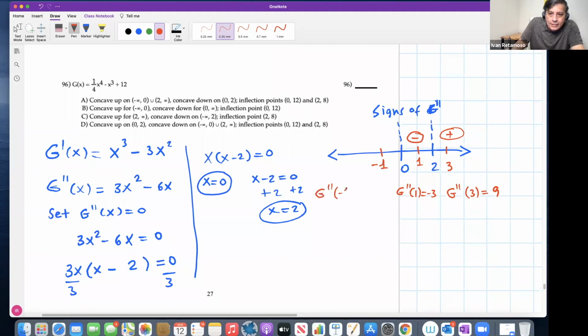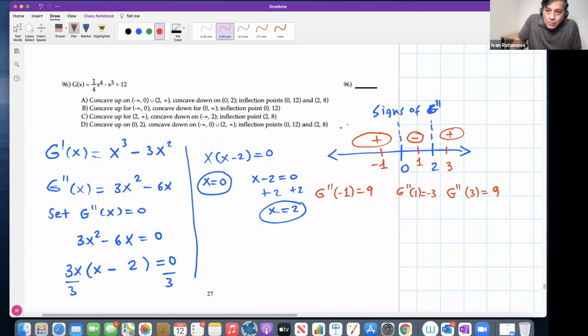And for this part, cleverly choose test point -1. Second derivative of -1. Notice, you put -1 in the second derivative, it will be 3 times 1, which is 3, plus 9, positive 9. Yeah, very good, guys. So we have the signs of our second derivative.